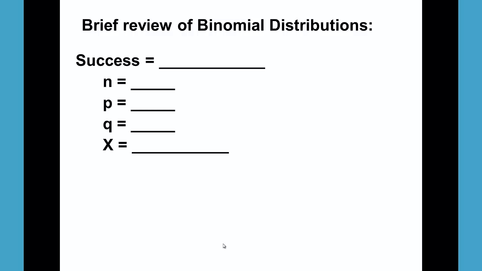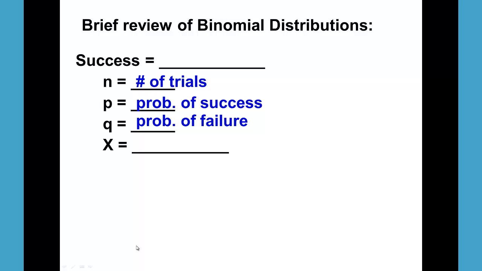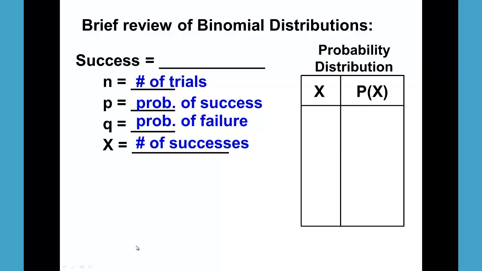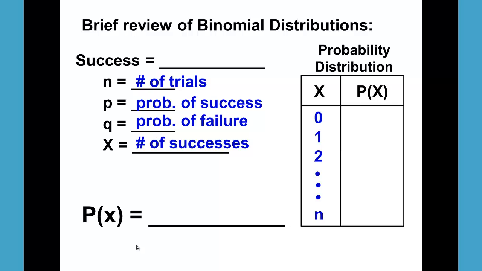Using this structure will help you see things clearly. So let's look at that structure. And for Ms. Borlaug, it's a requirement. First of all, define your success. And then you have N, which is your number of trials, P, your probability of success, Q, your probability of failure, and X, the number of successes. And don't forget that a table is a very powerful tool. Label your X's from 0 to N, whatever your N is, and then we have our probability. And we have our formula for finding each individual probability.